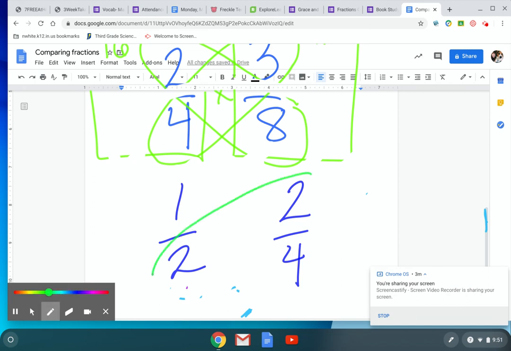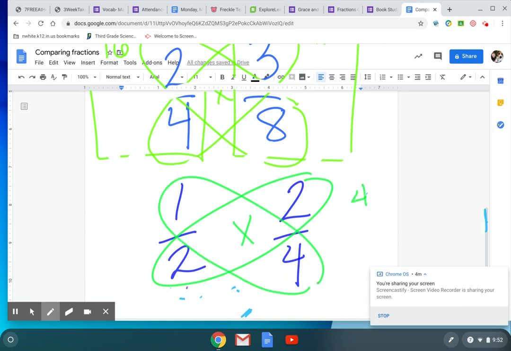So 2 times 2, making my butterfly, is 4. And 4 times 1 is 4. They equal the same number, so they are equal.